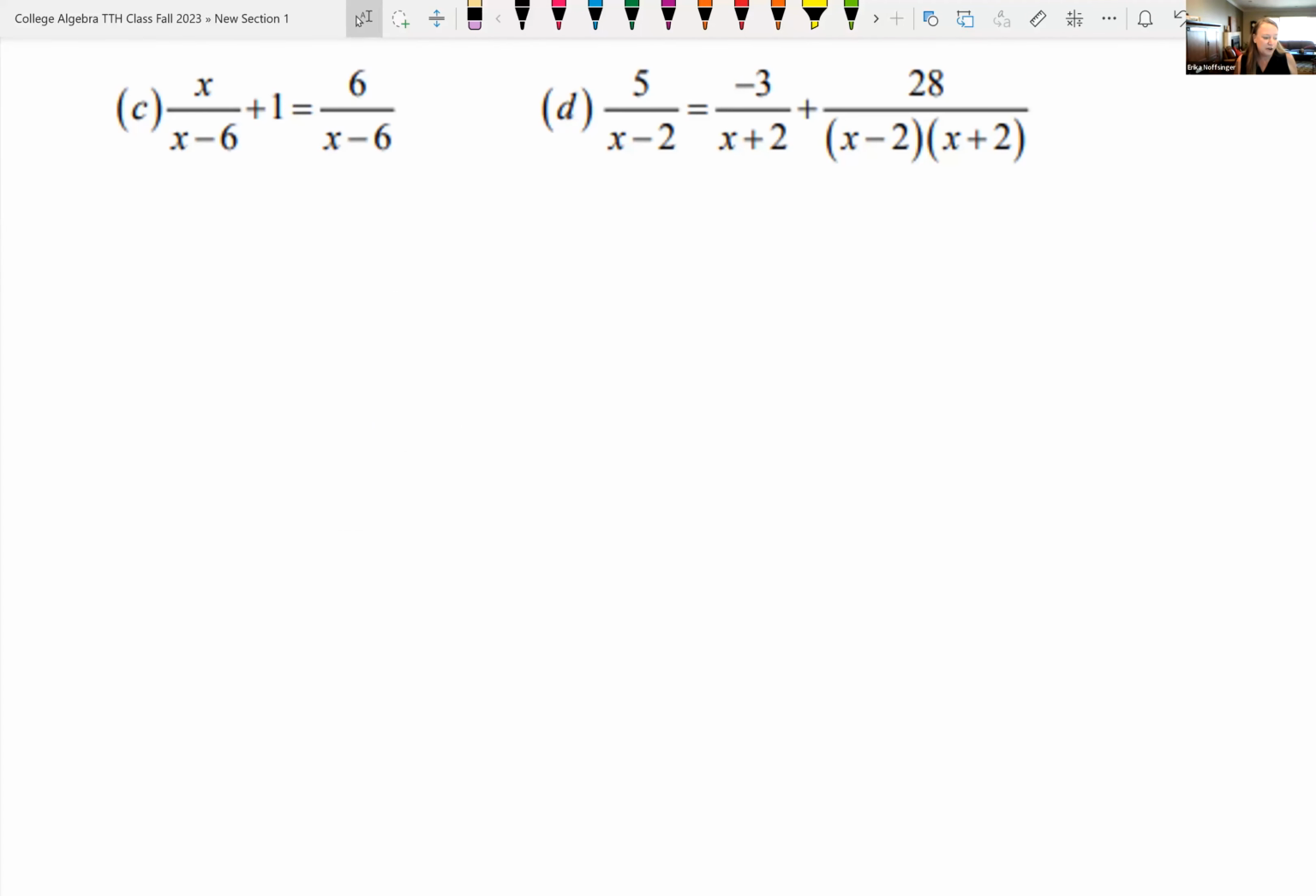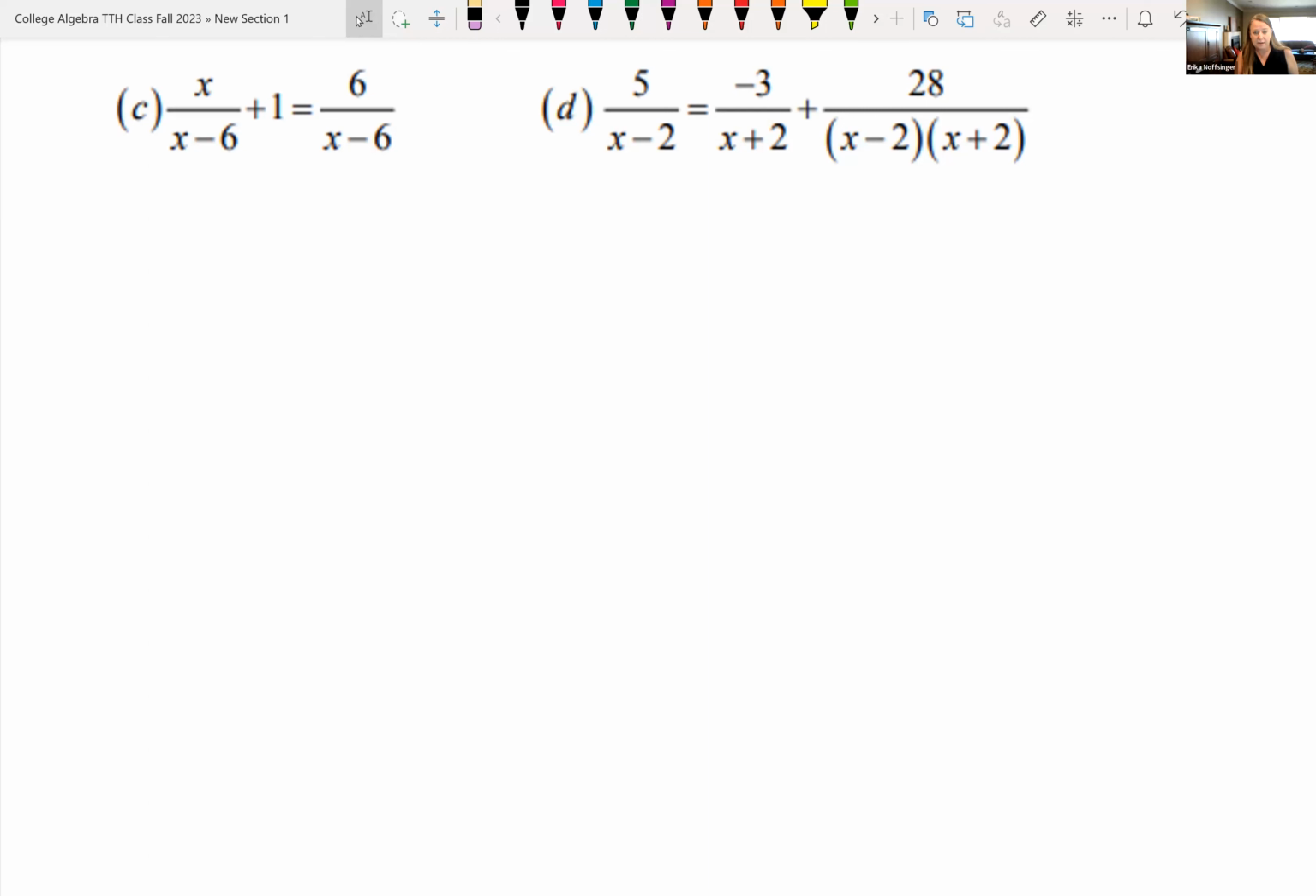So we have 2 more equations in front of us now. We have part C of 2, and we have part D of 2. So part C, we have x all over the quantity x minus 6, and then outside of that fraction plus 1 is equal to 6 all over the quantity x minus 6. Okay, so we have a variable in the denominator in this case.